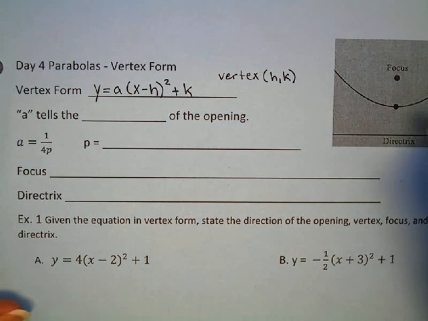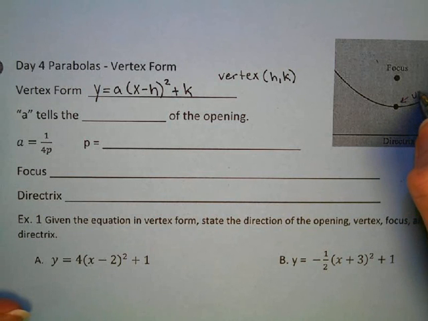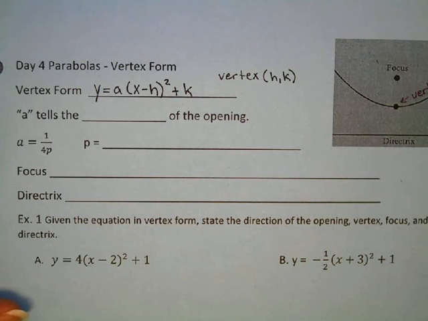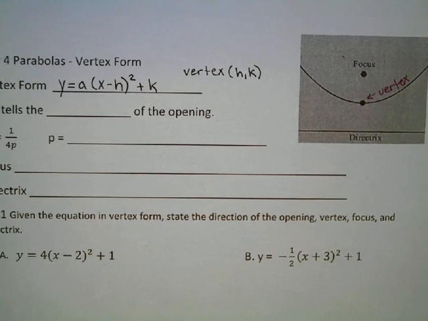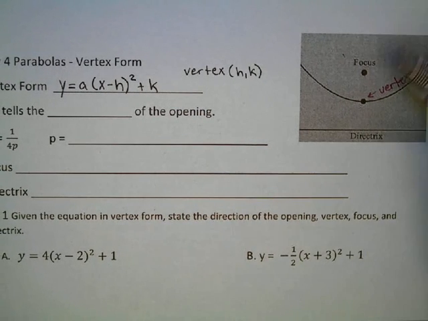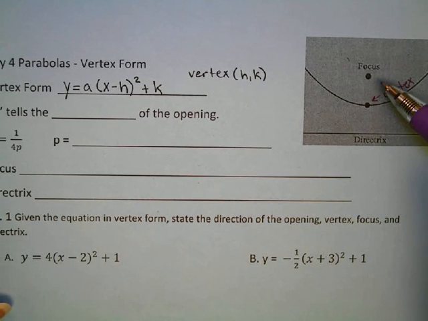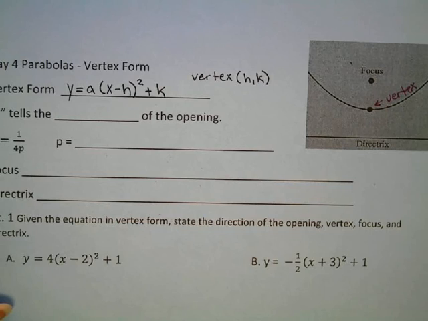So in the picture over here on the right, this point is called the vertex. See that? That point's the vertex. The focus is a point, and the directrix is a line. The focus is always located inside the parabola, above the vertex.